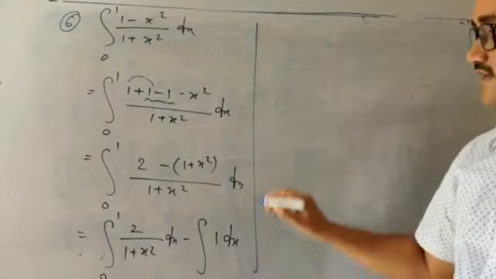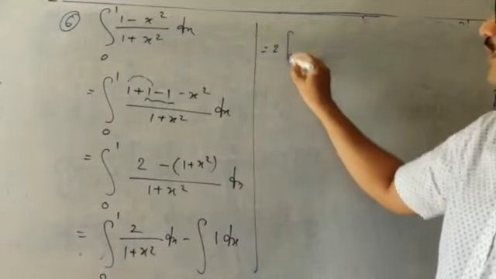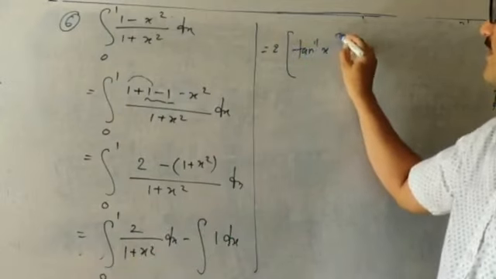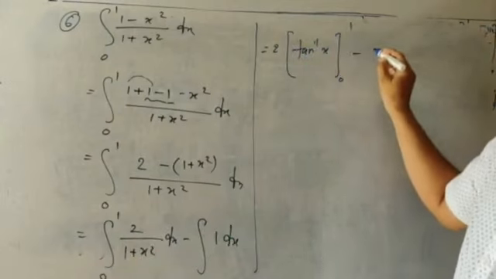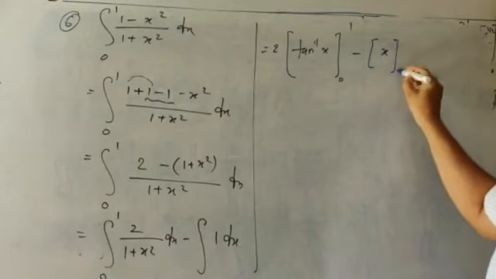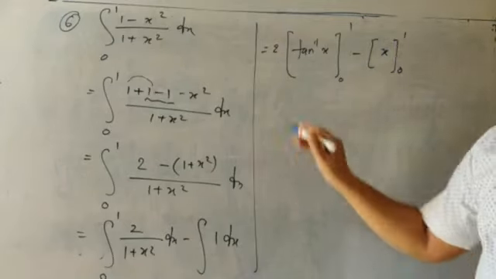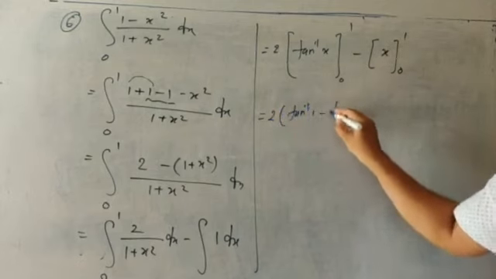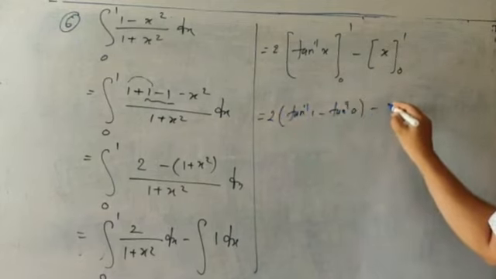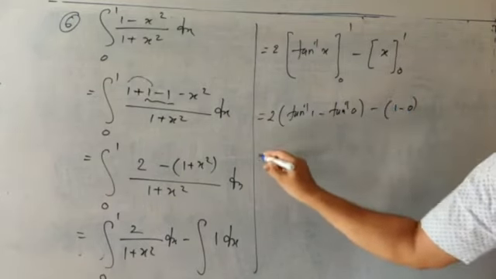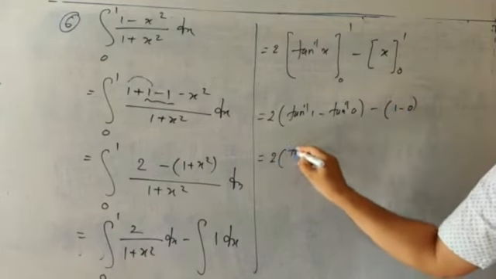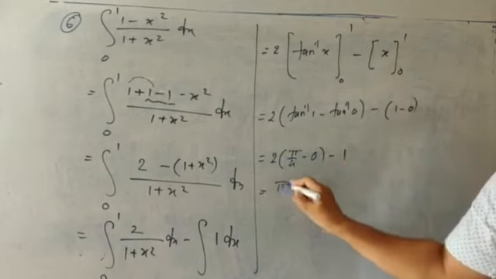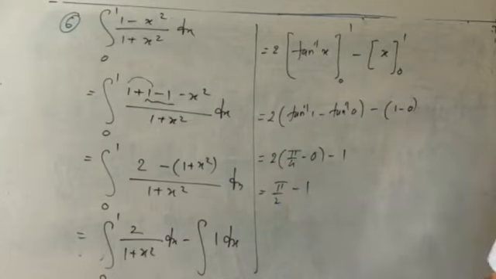So this can be written as 2 times integration of 1 upon 1 plus x square, which we know is tan inverse of x, from 0 to 1, and minus integration of 1, which is x, from 0 to 1. So apply the limit. It is 2 into (tan inverse 1 minus tan inverse of 0) and minus (1 minus 0). So it is 2 into (pi by 4 minus 0) and minus 1. So 2 into pi by 4, that is pi by 2, correct? And pi by 2 minus 1.